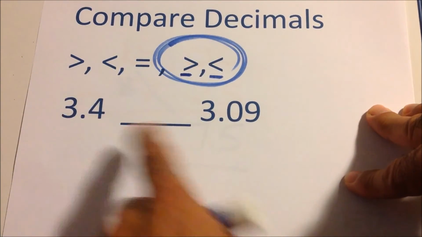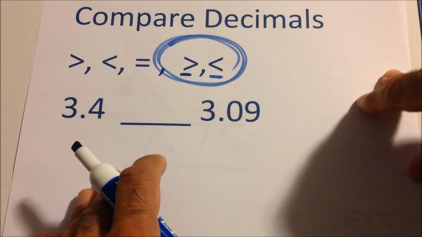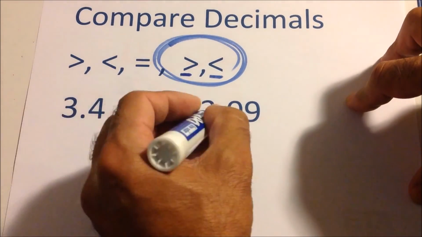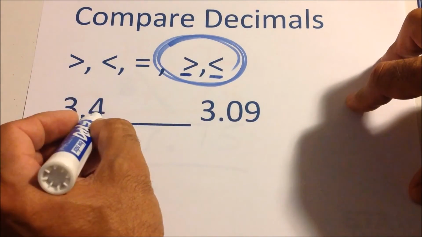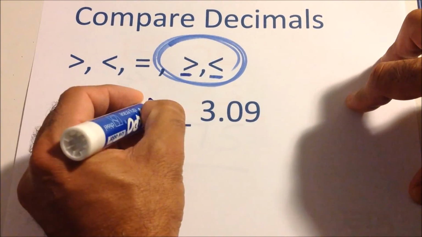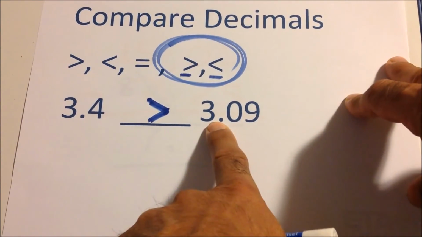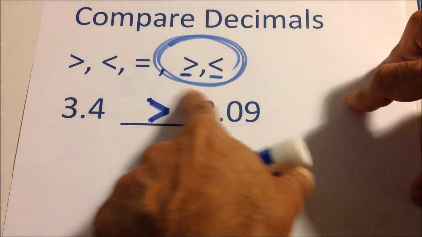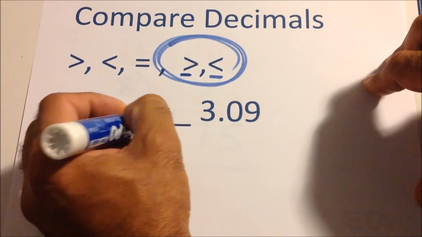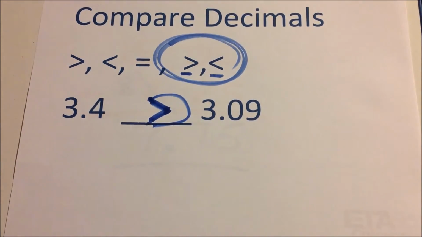Which one's the bigger number here? Actually, we should use the word, what's the greater number? That's the proper definition. Well, again, like we did in 5th grade, they both have a 3, so they're even right now. But this has a 4 and that has a 0, so you can stop right there. You don't care about that 9. So 3.4 is the greater number. Remember, you always point to the smaller number, and you can think of that as the alligator, or Pac-Man. Pac-Man eating, the alligator always wants to eat the bigger number.